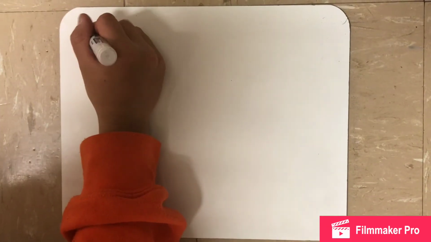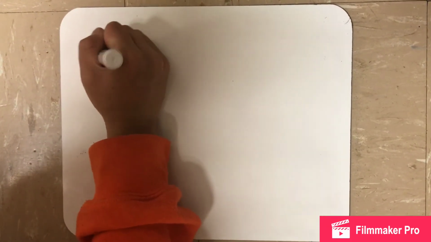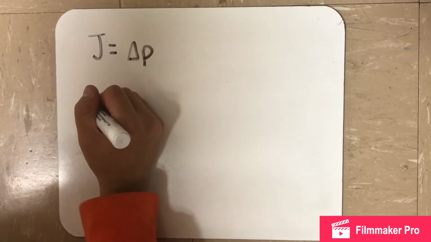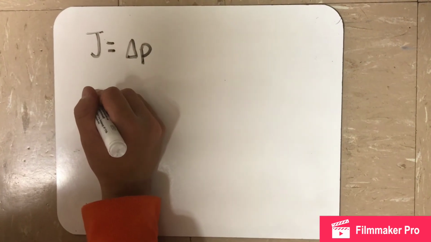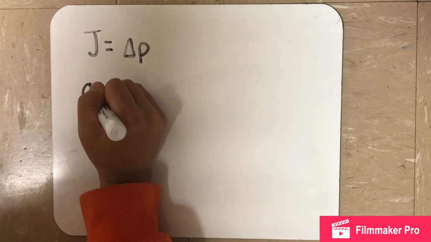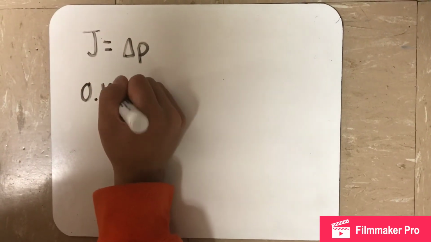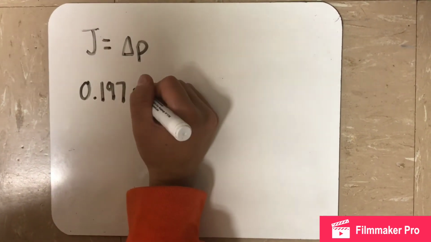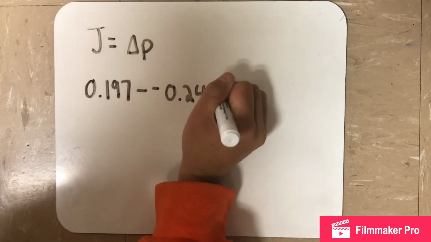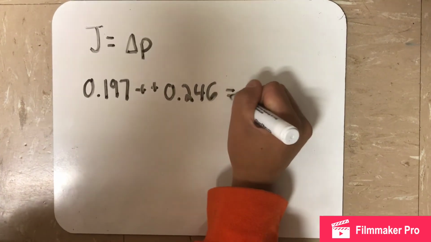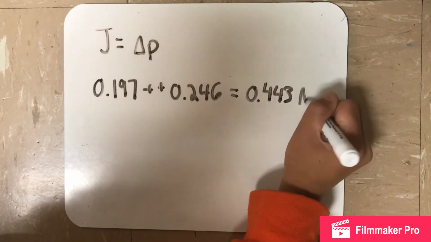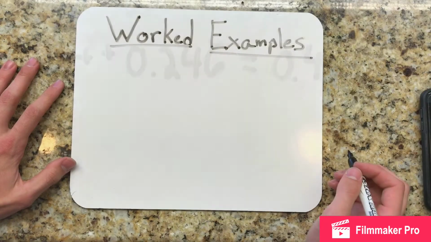So now to find the answer to our question, the impulse, which is the change in momentum, we subtract the initial from the final, which, as calculated earlier, is 0.197 minus negative 0.246. That becomes positive, and it gives 0.443 N·s, which is our impulse.